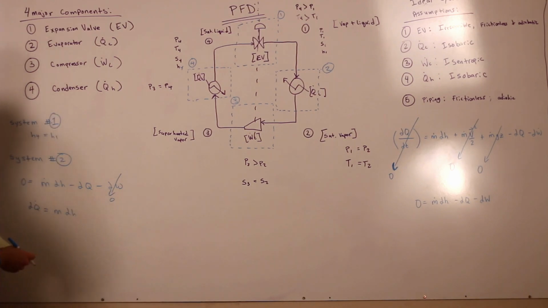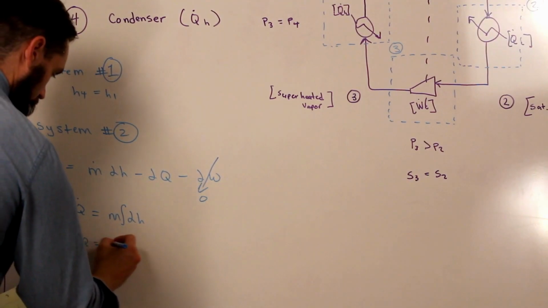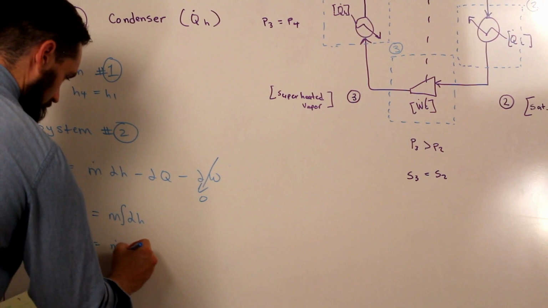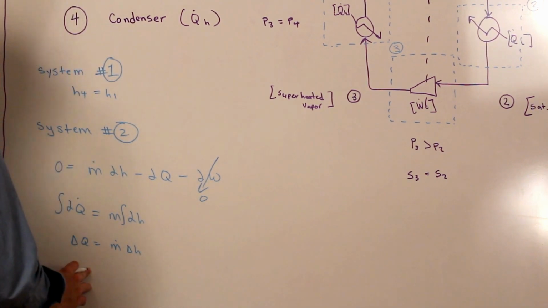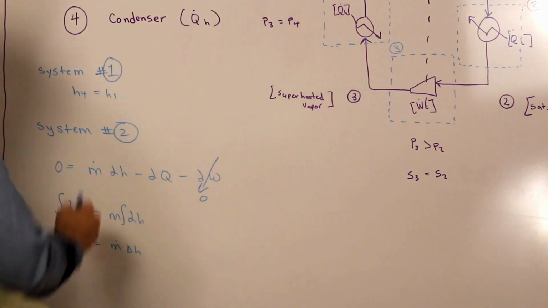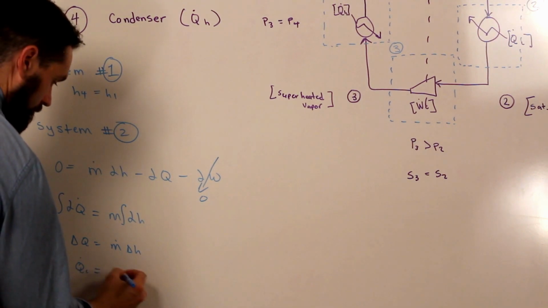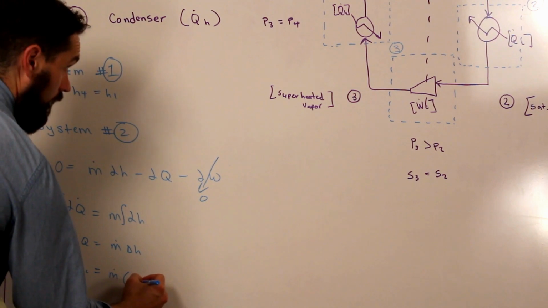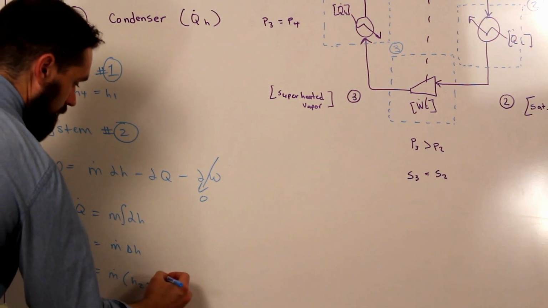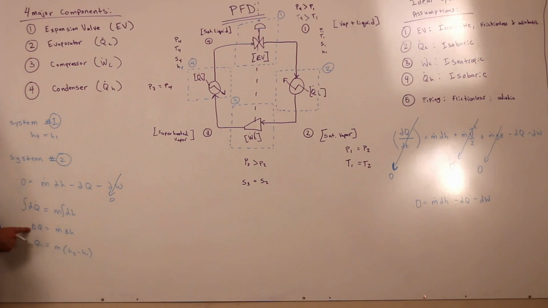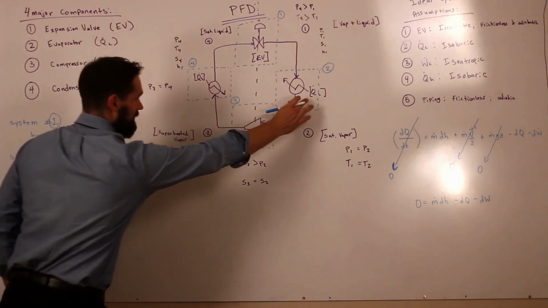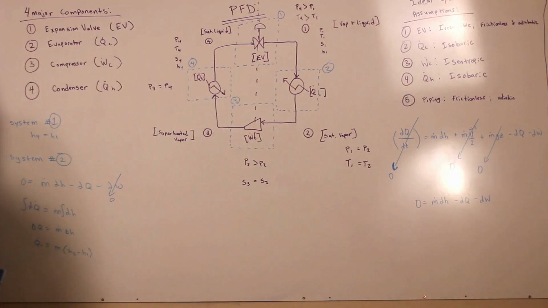And if we further refine this, and we integrate this, what we'll wind up with is dQ is equal to M dH. Right? And so the energy exchange there, which this dQ is QC, is going to be equal to M (H2 minus H1). And notice I just said dQ is QC because that's how we've been labeling this, QC, this heat exchange right here.